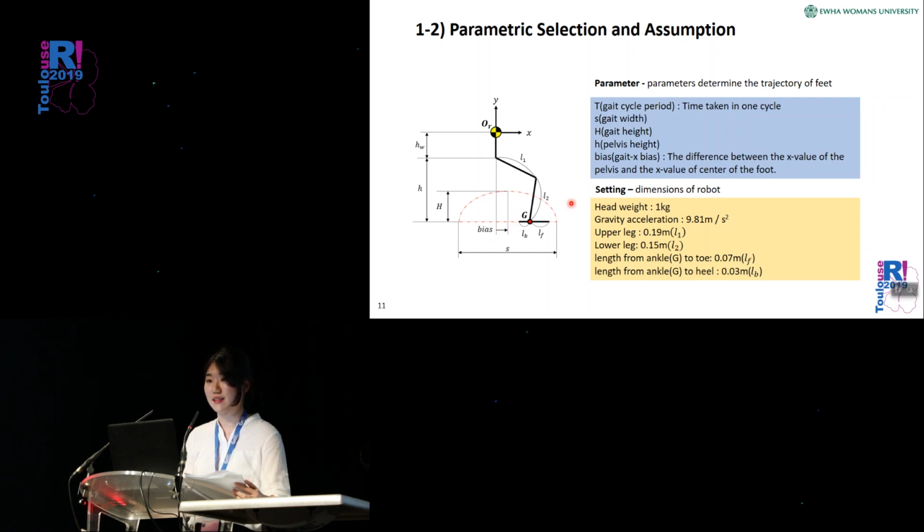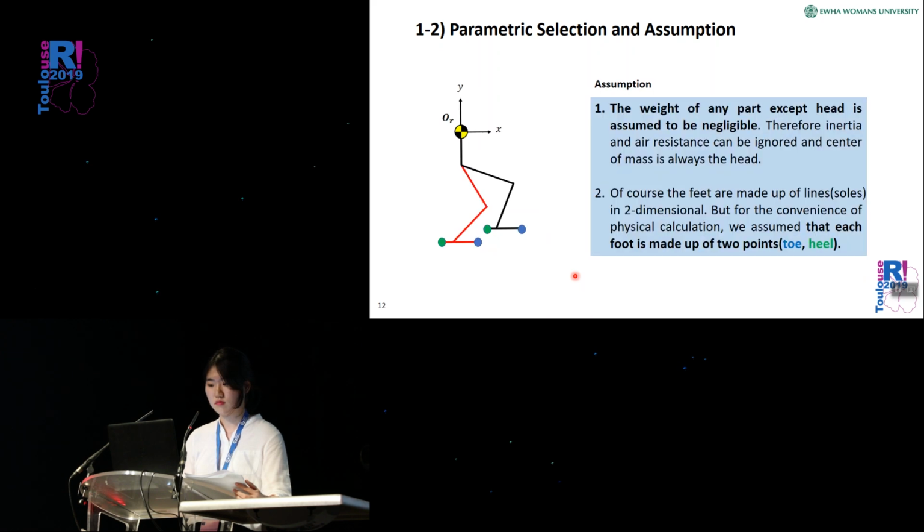And there are 6 settings. They are dimension of robot. And we made 2 assumptions for convenience of physical calculation. The weight of any part except head is negligible. So the center of mass is always head. And second, each foot is made up of 2 points, toes and heel, not soles.